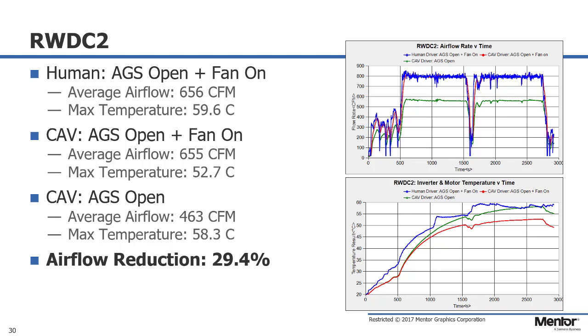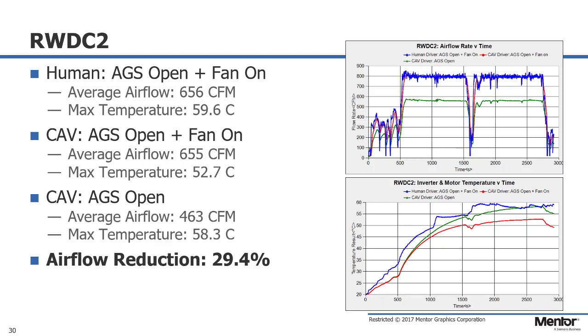So if we start with the same configuration, the AGS open with the fan on, what we'll see is our average flow rate really doesn't change that much. The reason being, this is predominantly a highway drive cycle, so all of that sharp acceleration and deceleration, especially at the high power requirements, is really negligible. So we're only able to reduce our airflow rate by a very small amount to start. And we do of course see a lower temperature because we have a lower heat load due to the autonomous driving features. With that reduced temperature, it gives us the opportunity to perhaps look at turning the fan off. And so that was the next step.